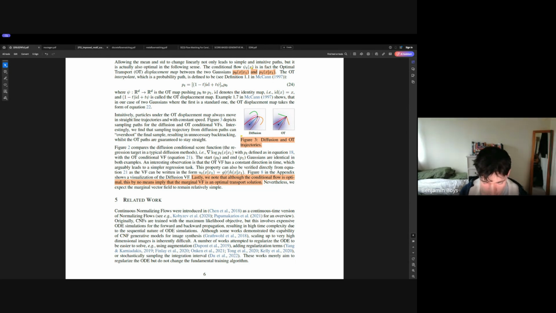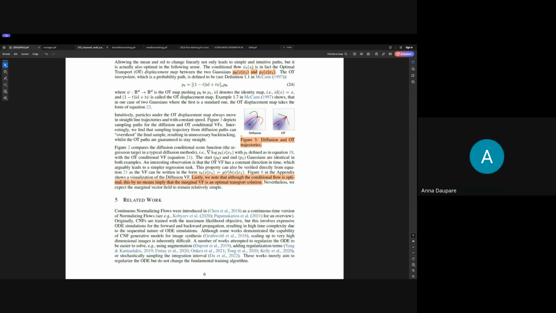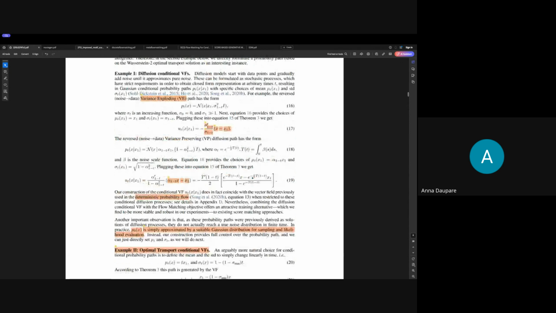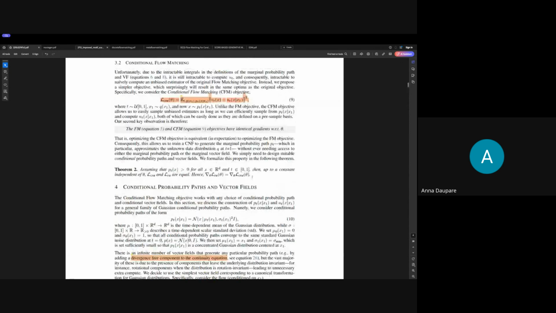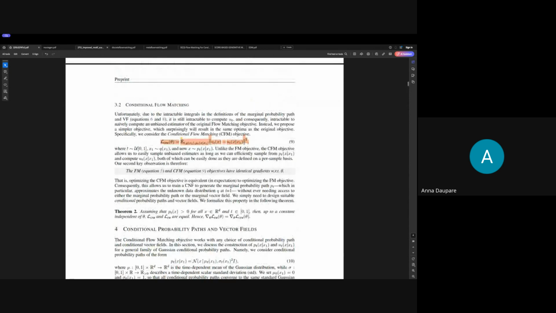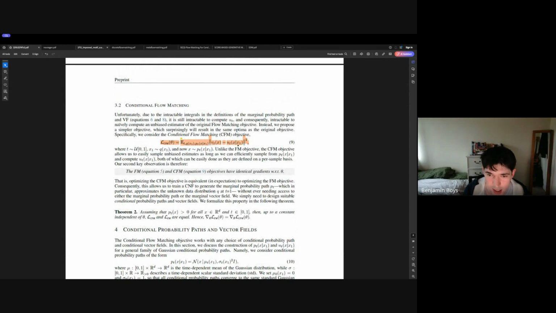Hey, Anna, did you have a question? Yeah, I had a question about equation 9. I'm a bit confused. Why is it conditioned specifically on x1 and not on xi? Is there something special about x1? Why is it conditioned on x1 and not on xi? Yeah.